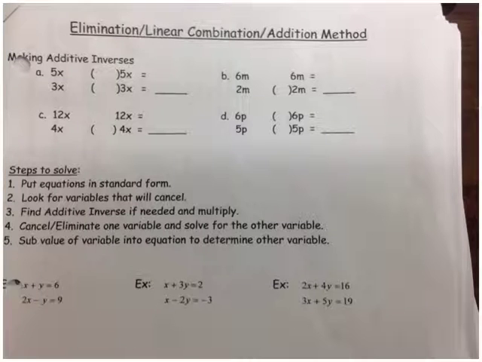Okay, these are the notes for elimination, linear combination. Sometimes it's called elimination, sometimes it's called linear combination because you're combining lines. So you can see those words in linear combination. Sometimes it's called the addition method because you're adding or subtracting equations together. Remember, subtracting is just adding a negative, so you can think of it all as the same thing.